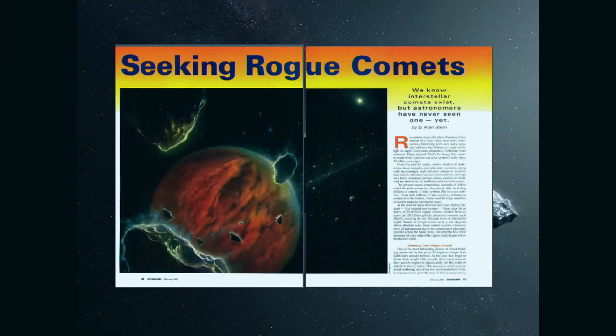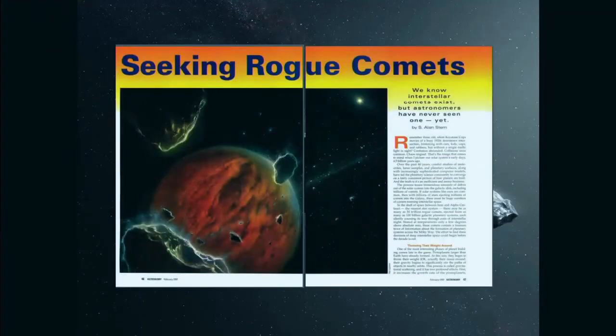This is an article in the February 1997 Astronomy by David Stern, who was the principal investigator for the New Horizons mission. And he talks about all sorts of reasons that there are millions or billions or trillions of these objects, including several right now between us and the sun. But we have trouble detecting them.